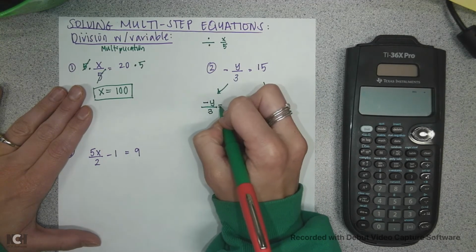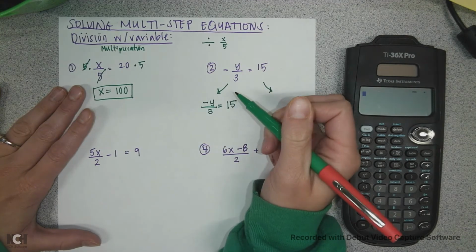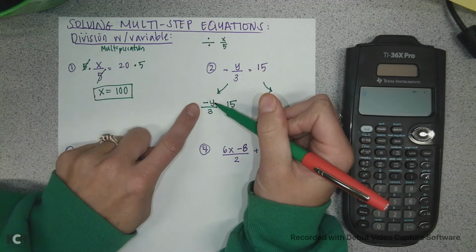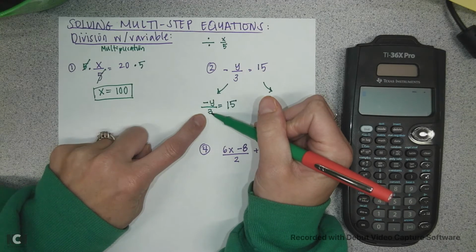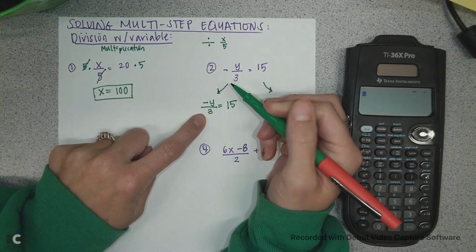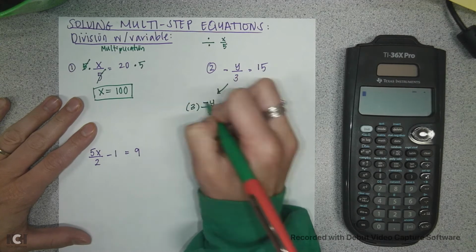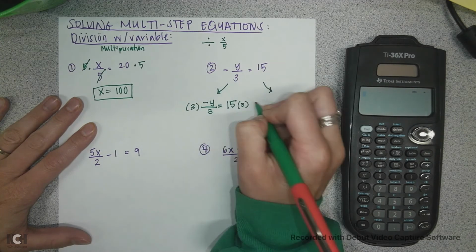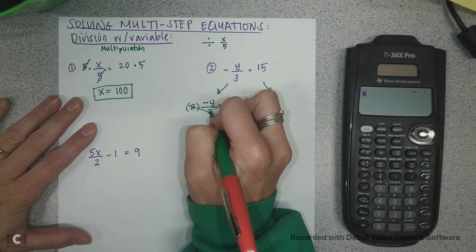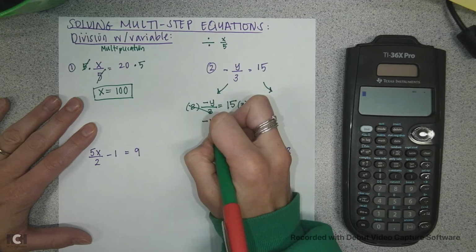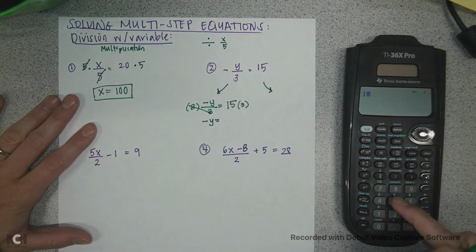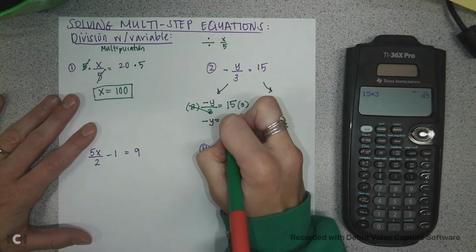So I'm going to rewrite the problem. Now you have to figure out what's happening with the variable. My variable is getting divided by 3. Then you have to do the opposite. The opposite of divide by 3 is multiply. What you do to one side, you must do to the other. My 3s cancel on the left, leaving my minus y. On the right-hand side, we're going to do 15 times 3, which is 45.